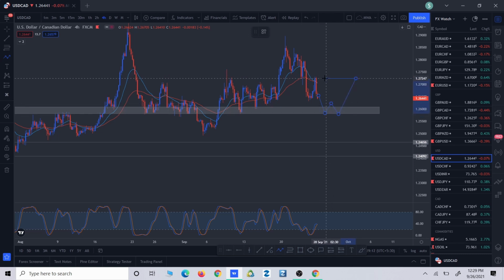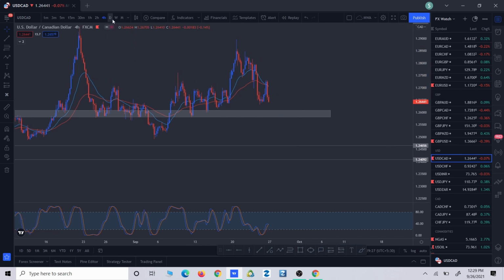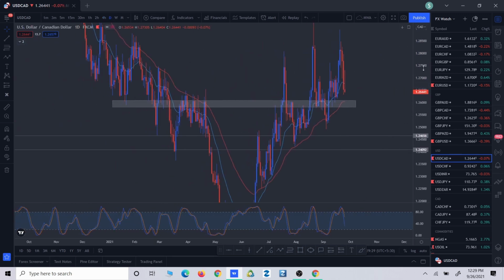We can keep this one as the initial target, as there are lots of peaks and resistance in this area, and we can extend our target to the previous high as well. So these are the possible setups on the 4-hour and the daily on USDCAD.